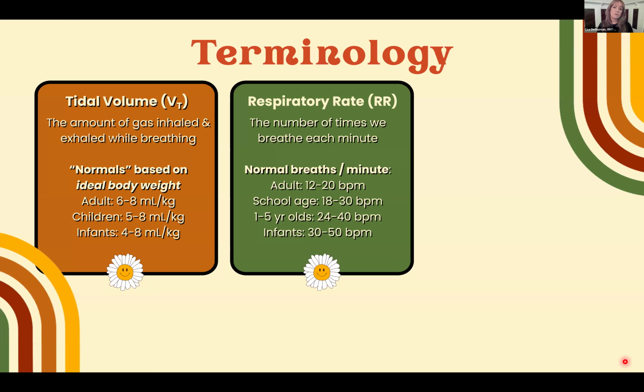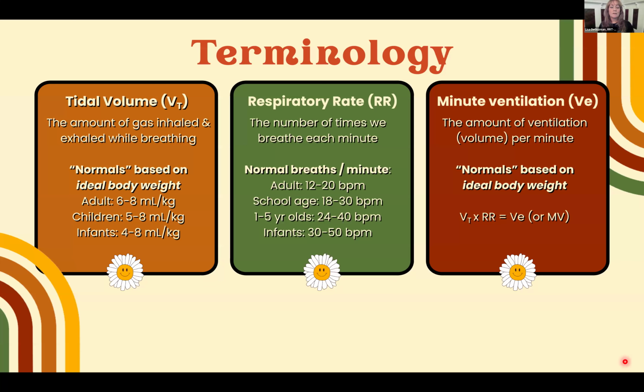Normal breath rates, again, these are ranges and based on pretty healthy people. So adults 12 to 20, and this is at rest. We typically want to take respiratory rate at rest. School age kids, 18 to 30, they're healthy. When we're looking at preschool age, 1 to 5-year-olds, 24 to 40, and then infants, 30 to 50, sometimes even 60.